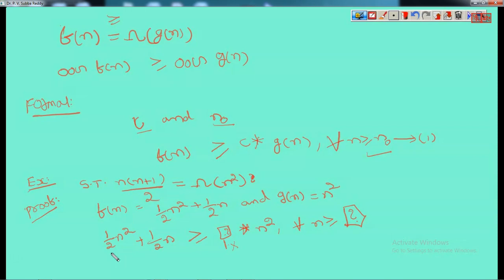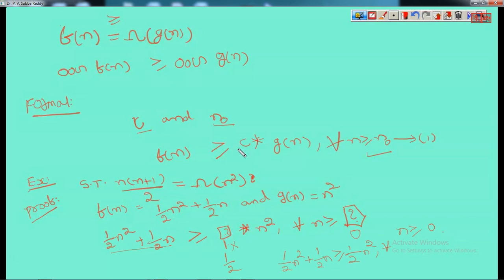Because here it is addition, instead of choosing some other value, you choose only 1/2 n² here. This is 1/2 n² plus 1/2 n, and n is non-negative. So if I choose c equal to 1/2, this will be true for any value of n. Finally what I am saying is 1/2 n² + 1/2 n is greater than or equal to 1/2 n² for all n greater than or equal to 0.